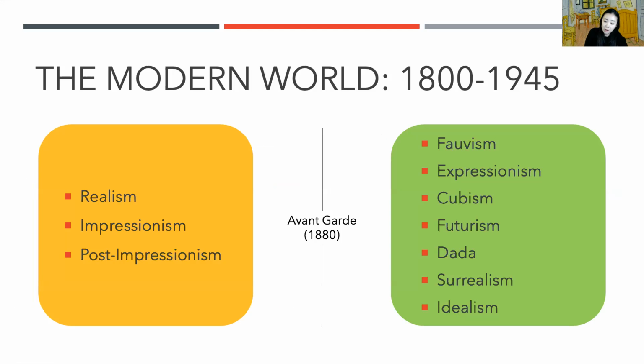Before the avant-garde, there were three major art movements: realism, impressionism, and post-impressionism. After the avant-garde, diverse art movements arose: Fauvism, cubism, futurism, Dada, surrealism, and idealism. Today, we are going to see the art movements before the avant-garde.